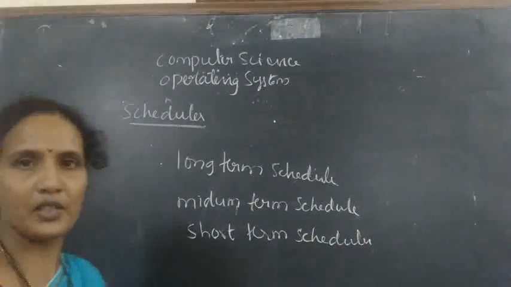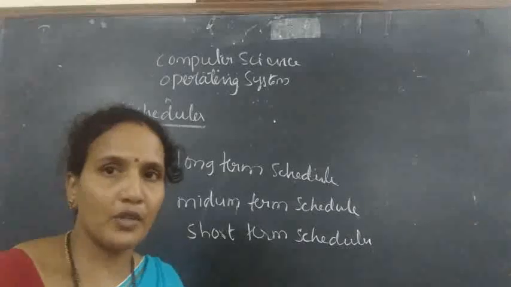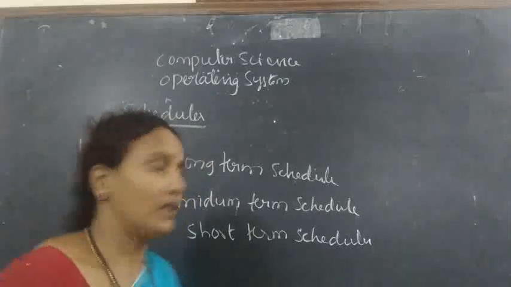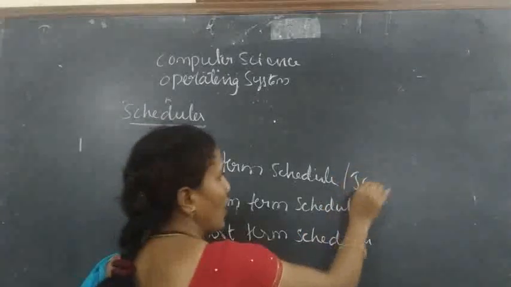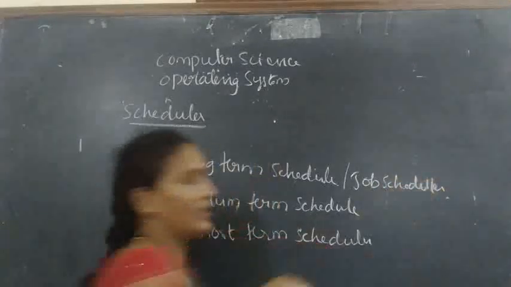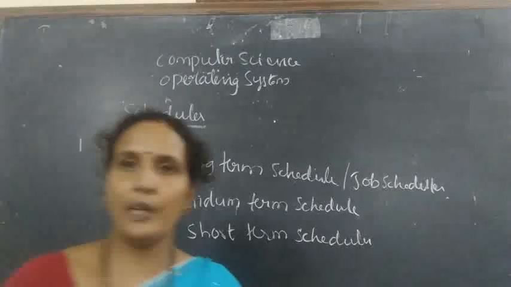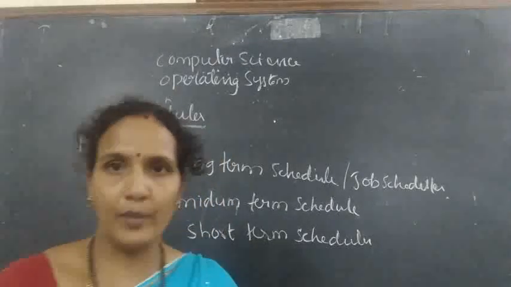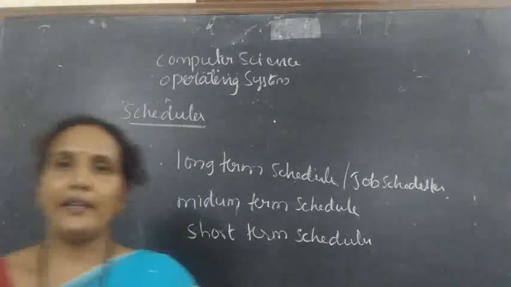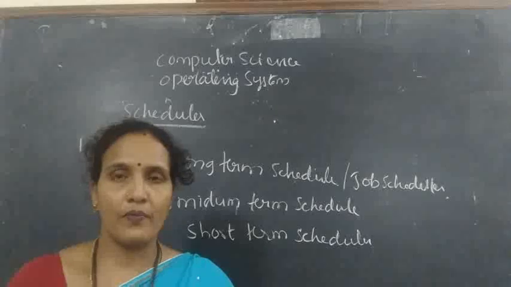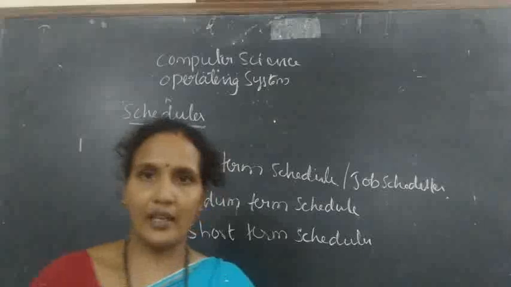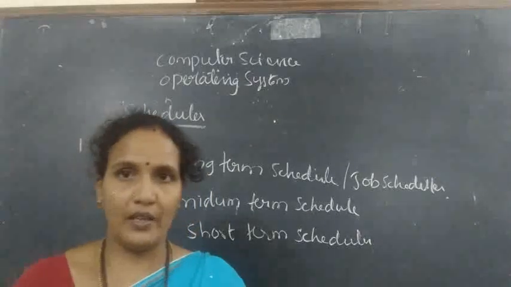Okay, the long-term scheduler. It's a very important question. You can expect this question in the exam also. The long-term scheduler is also called the job scheduler. What it means is, when any program is stored in the secondary memory, this scheduler will select the process from the secondary storage device, the secondary memory, into the primary memory.